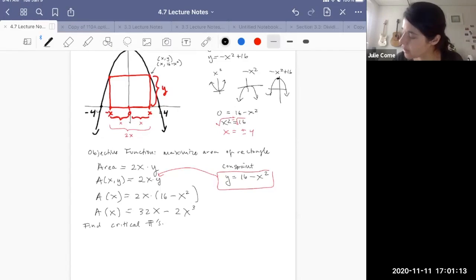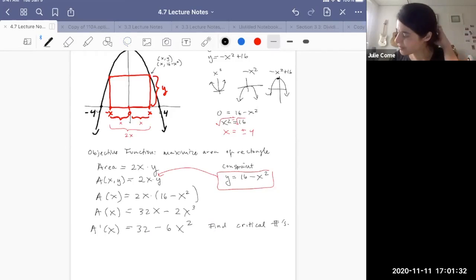So we can see that A prime, oh, sorry, we have to first take the derivative. Before we get into where A prime is defined, first we need to find A prime. So our first derivative, A prime of x, will be 32 minus 6x squared. And we can see that A prime of x is defined for all real numbers. So we just want to determine where A prime of x is going to equal 0.